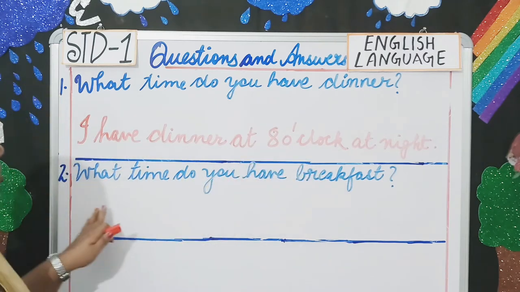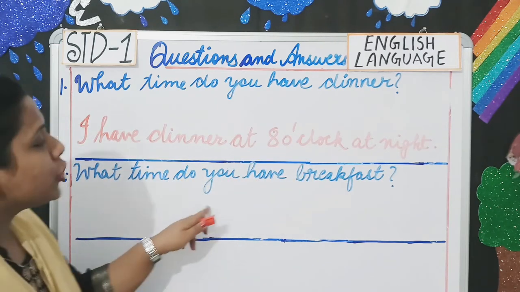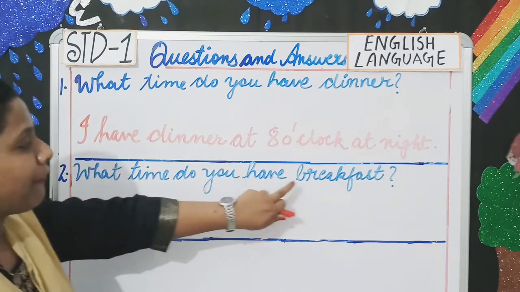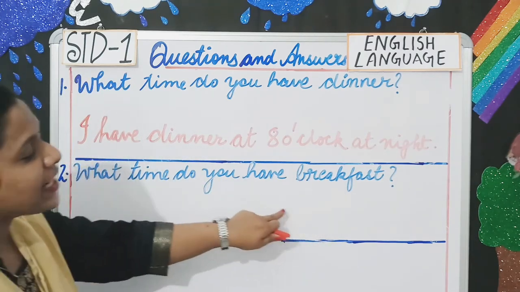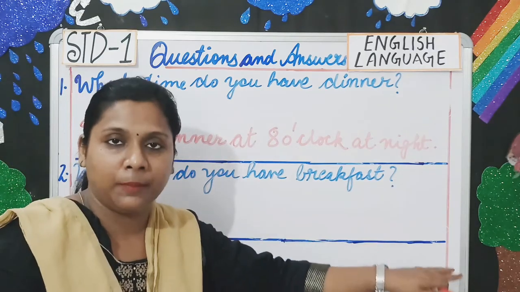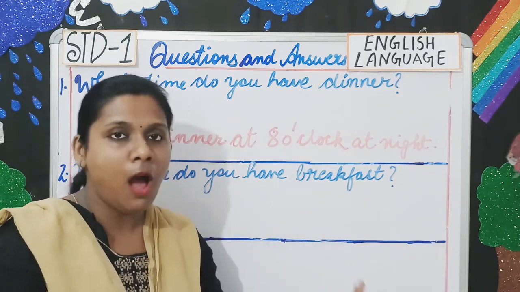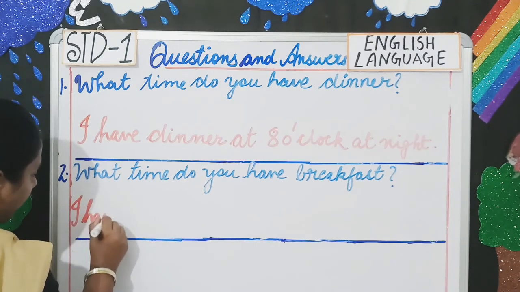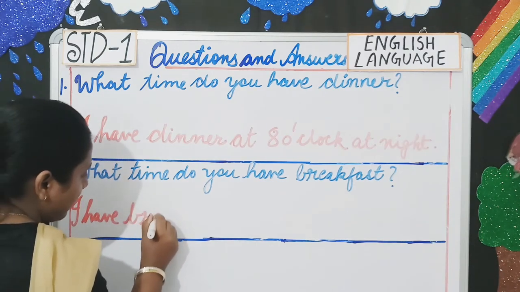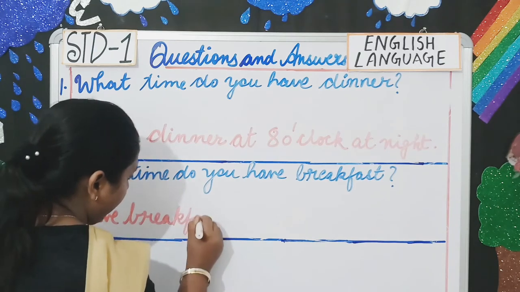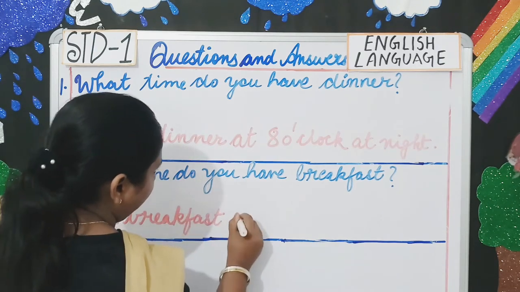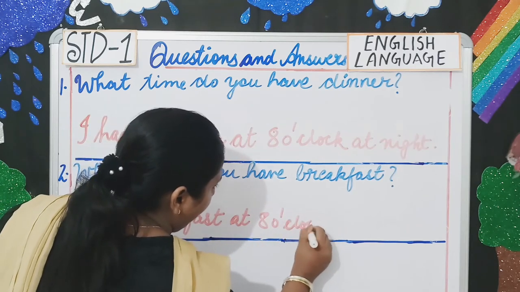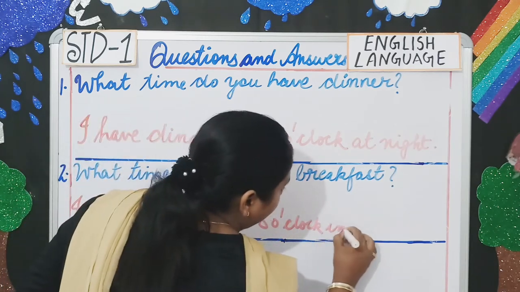Clear? Next question. What time do you have breakfast? You will write, I have breakfast at 8 o'clock in the morning. Because you have your breakfast in the morning.